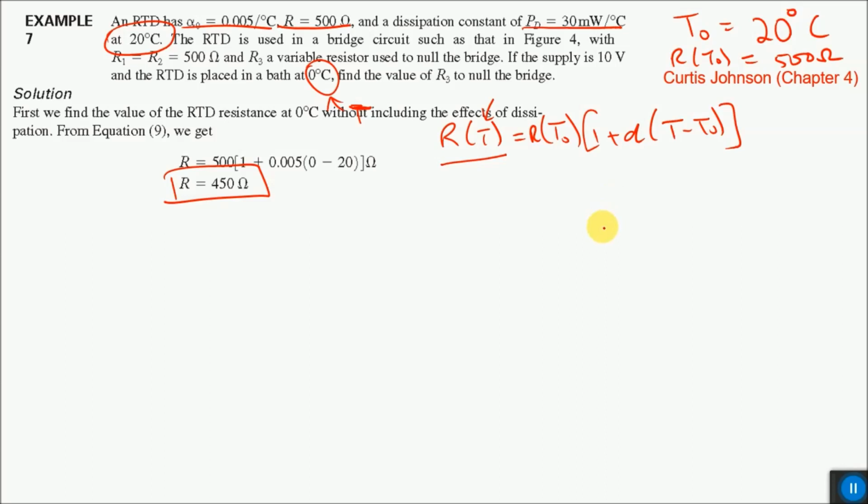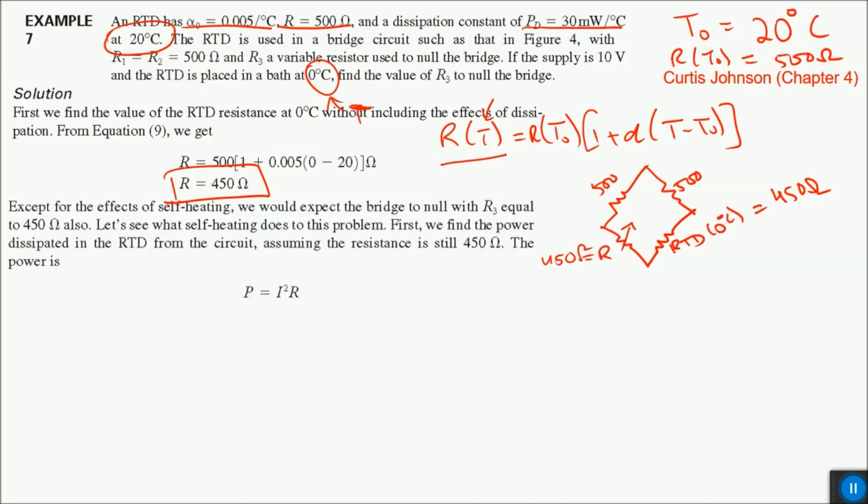And if R is 450 ohms, this is your circuit. This is 500, this is 500, that is known. This is a variable resistor and this is your RTD, and at 0 degrees Celsius its resistance was calculated at 450 ohms. So one would say that to balance this bridge, this R should also be 450 ohms if we do not consider the effect of self-heating and power dissipation. But let's consider what happens if there is self-heating and some power dissipation.